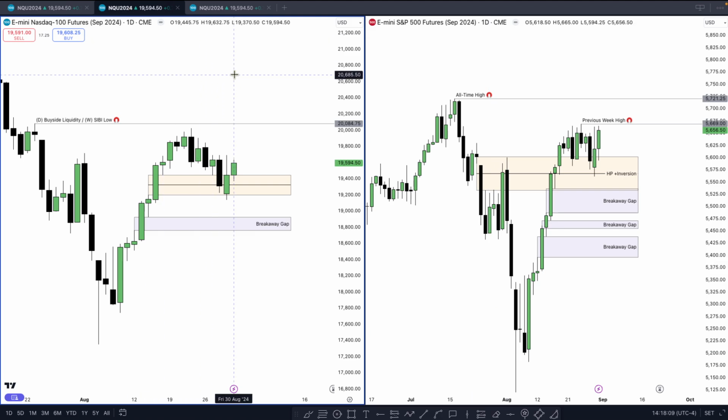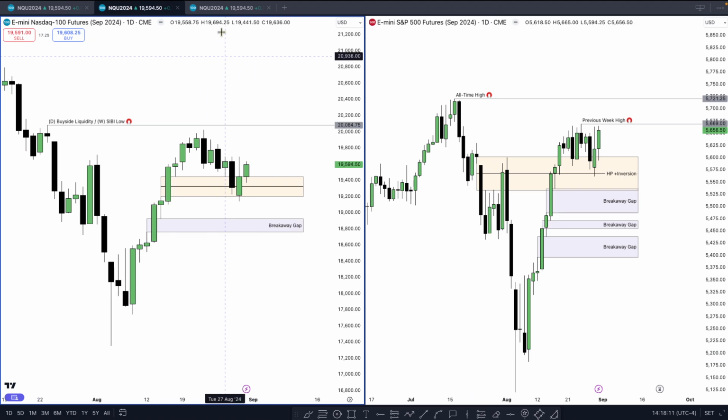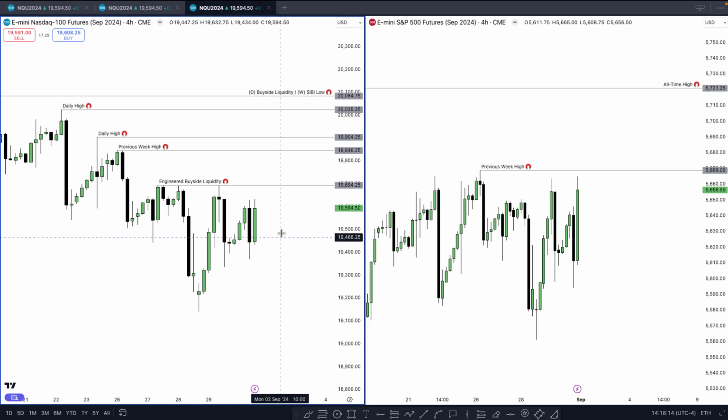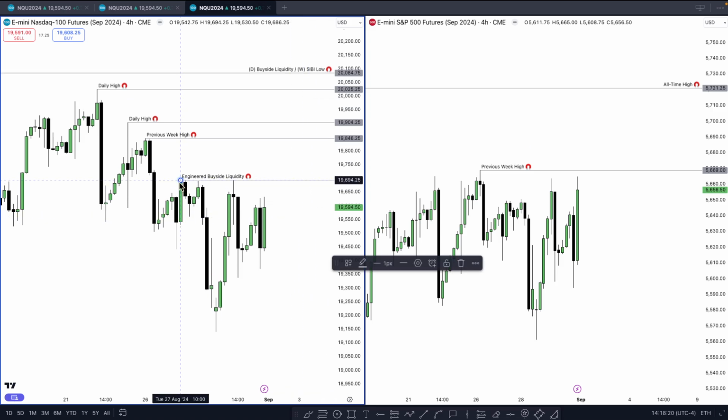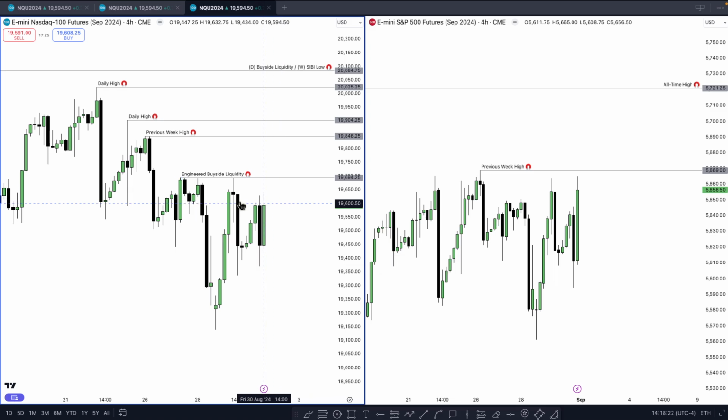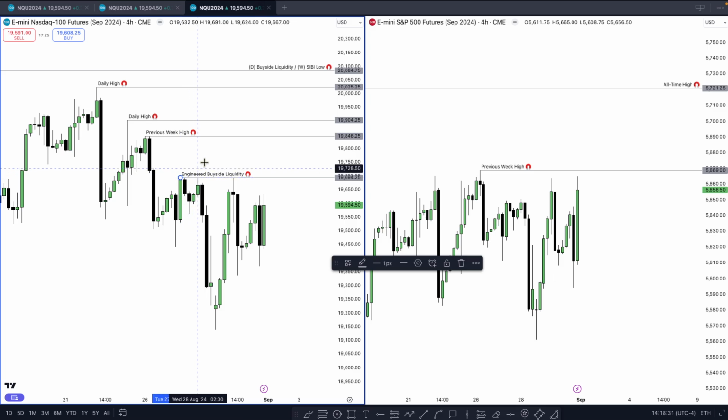Okay, so let's see. 4-hour chart, let's finish this up. And now we can see how much pent up buy side liquidity there is on Nasdaq. Look at all of this and look at our first more conservative target, which they brought it up once, twice, 3 times, 4 times, and left it. So I have it labeled as engineered buy side liquidity. That's how I'm looking at it. The algorithm's going to want to go there.